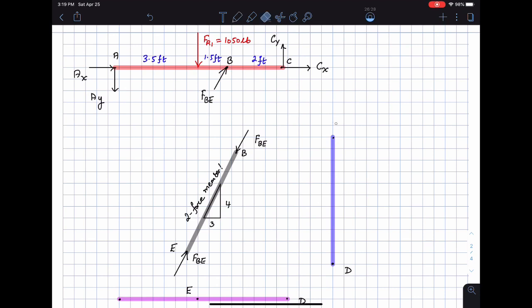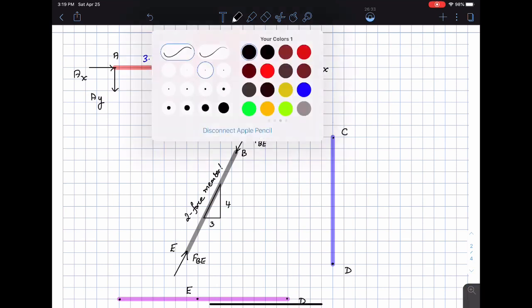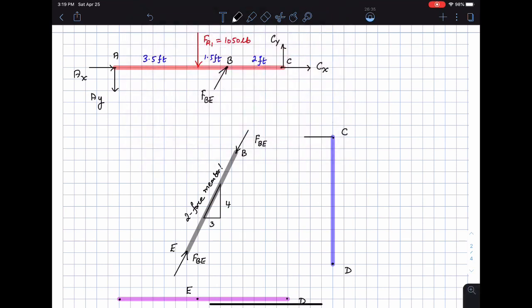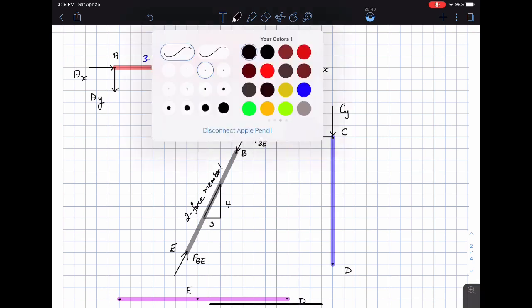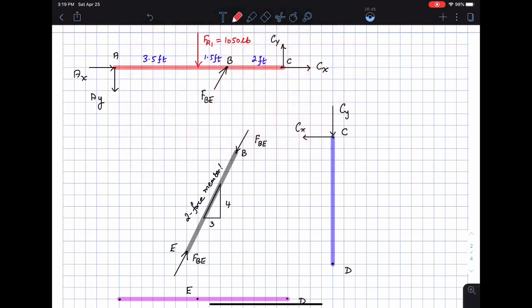So let me take this point and then write it down here, so that I have the force CX pointing this way, and then the force CY, which is pointing this way. Okay, then I had the equivalent resultant force FR2, which was acting in the following manner, right? If you recall, FR2 was equal to 300 pounds.